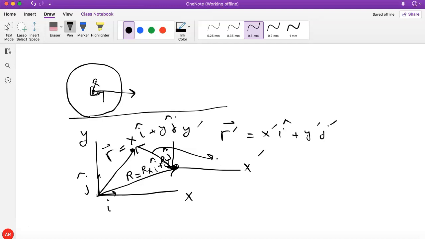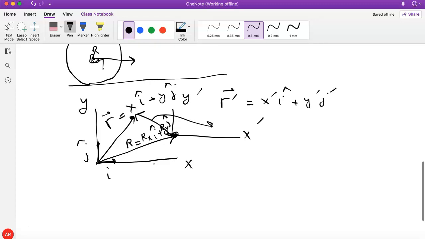So the vector r here, you can see visually that it's the sum of the vector R, the position of the origin of this primed coordinate system, plus r prime, the position of the point I'm interested in in this new coordinate system.